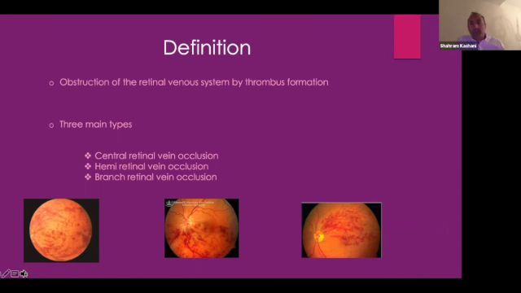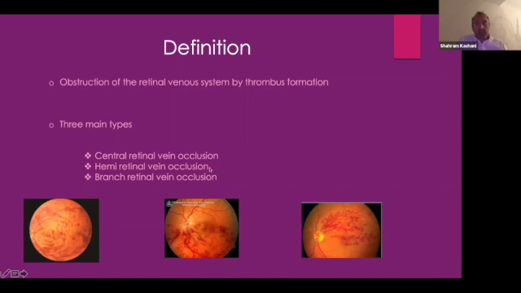Same as if you have deep venous thrombosis or any other venous obstruction in your body, retinal vein occlusion is kind of a similar process. And there are essentially three main types. On the left of your screen, where my cursor is, that's a central retinal vein occlusion, where the central retinal vein is blocked and you see hemorrhages in all quadrants of the retina.